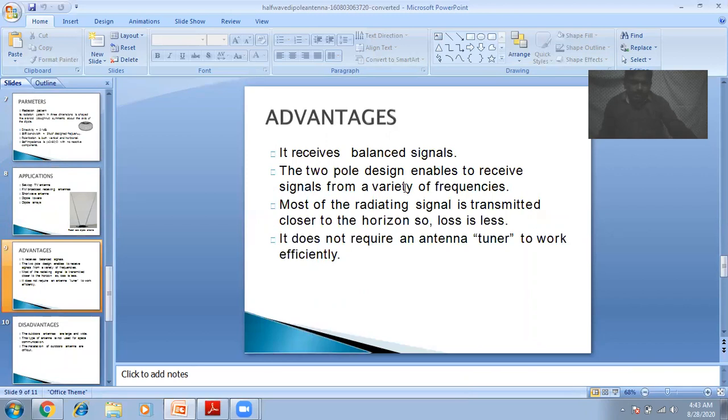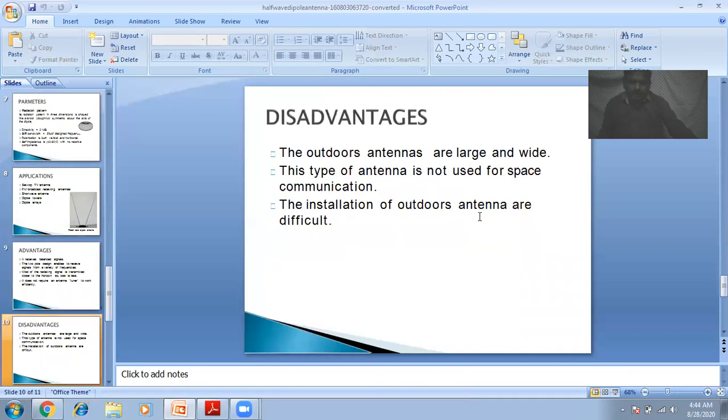So what are the advantages of this antenna? It receives balanced signals. So most of the radiating signal is transmitted closer to the horizon, therefore loss is less. And also it does not require an antenna tuner to work efficiently. Okay. And coming to the disadvantage of this antenna.